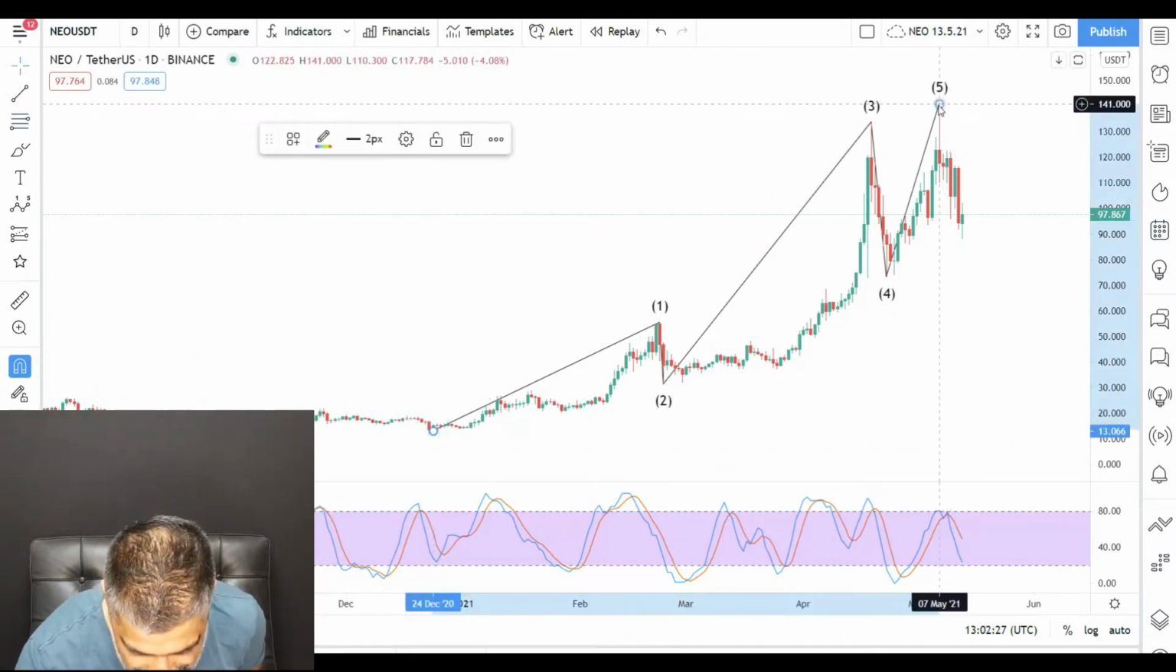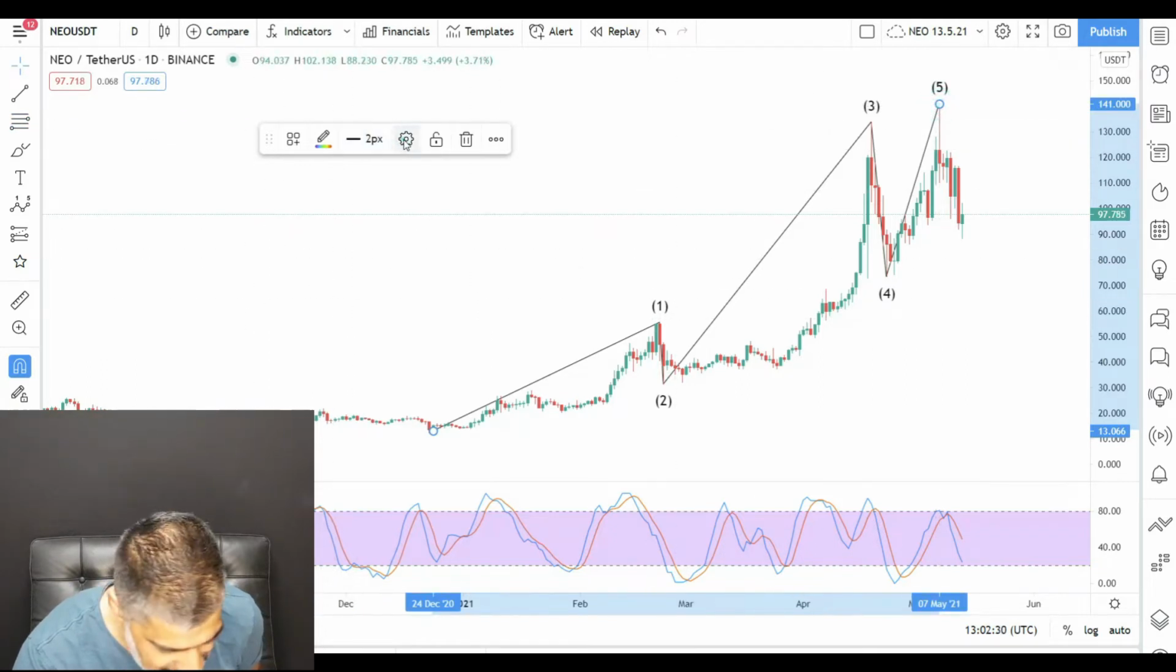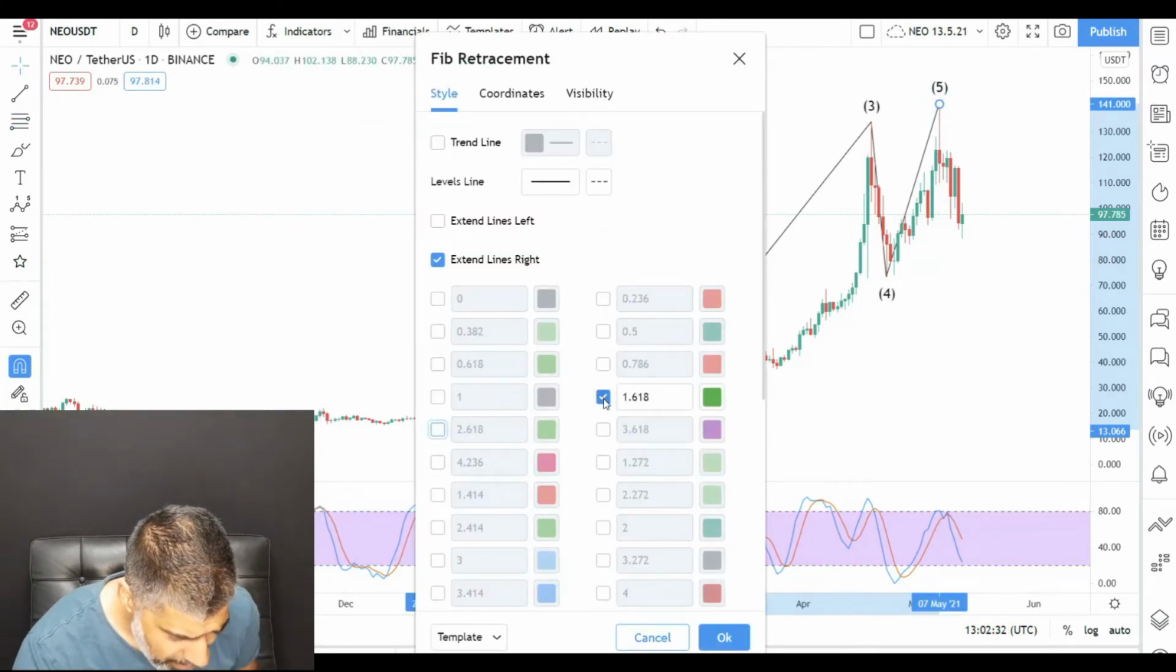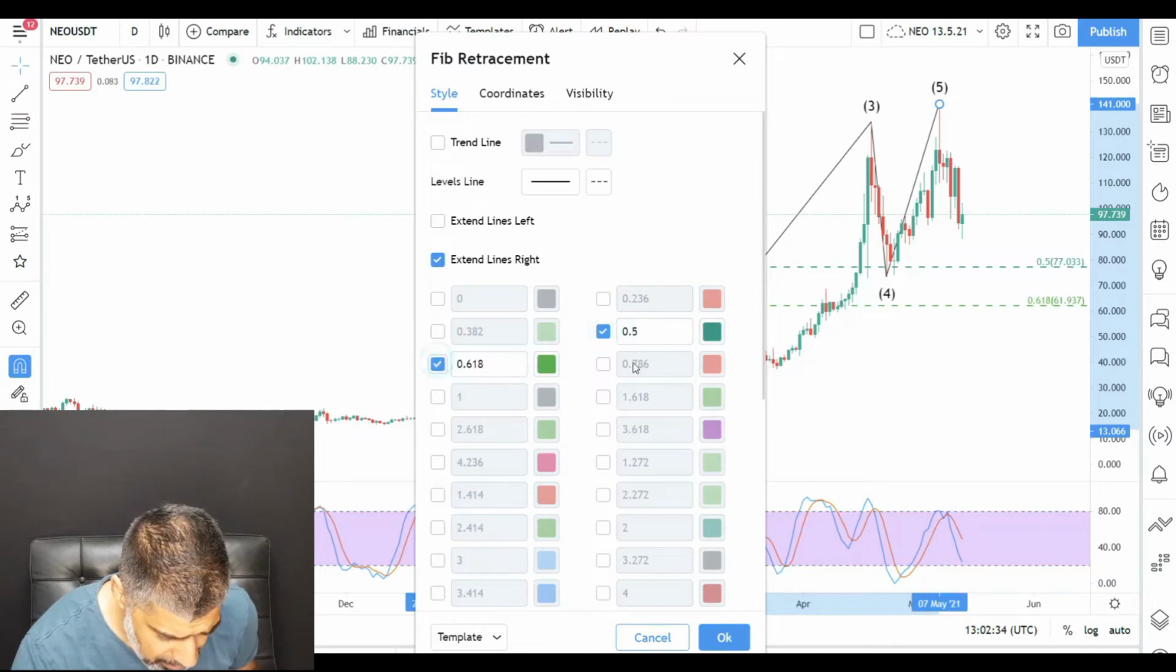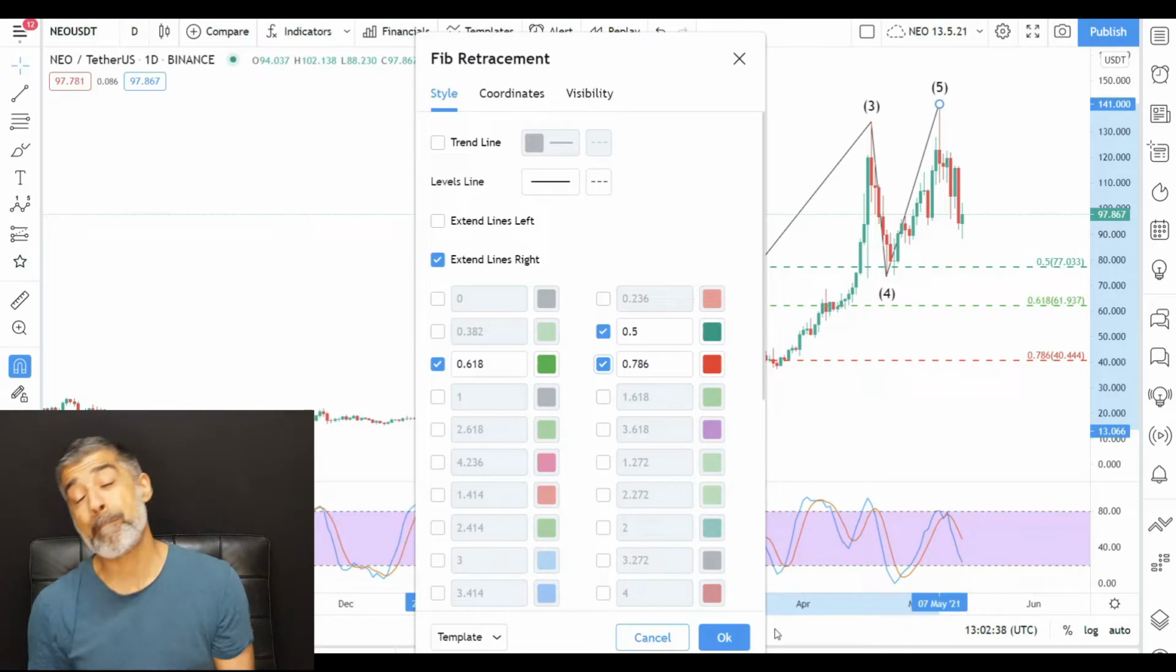Right, we take the low to the high. Hopefully you're familiar with this now. We want 50% tends to be the minimum correction, 62% and 78.6% is the typical maximum correction.